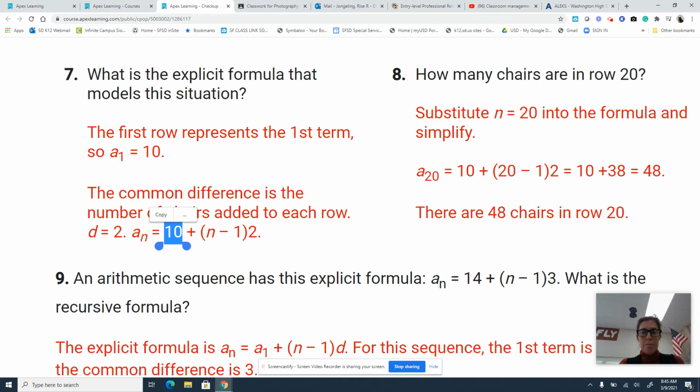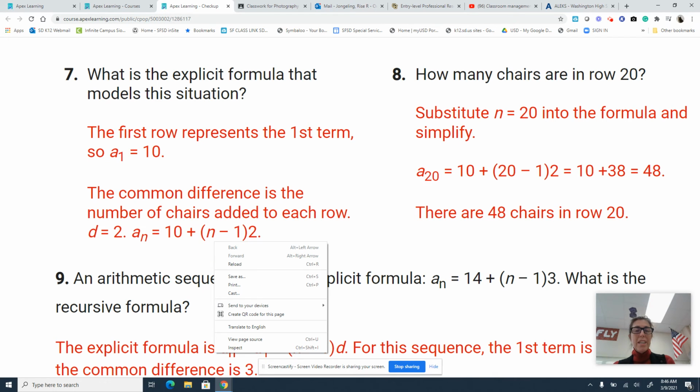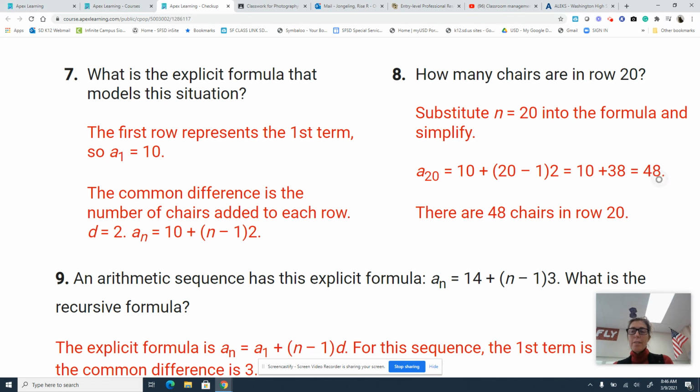So to write that formula, there is our starting number. Here is the number it increases by. Okay? The other one, how many chairs are in row 20? You're just sticking your 20 in for the n right there. The 20 will go wherever n is. So that would be 19. Take it times 2. Work it out. That's 10 plus 38, which gives you 48. So in row 20, there will be 48 chairs.